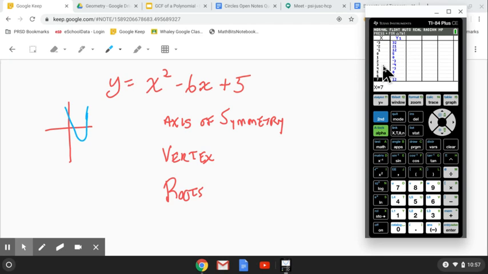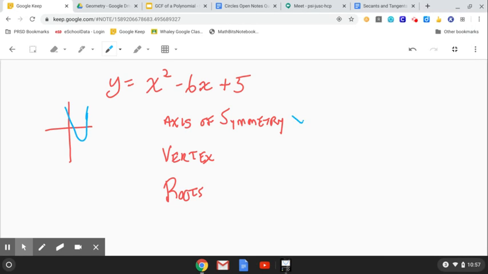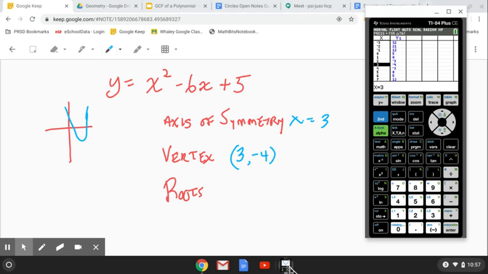Now, if you look, where x is equal to 3 is that point that is all by itself. It doesn't have any of the repeating ones like these other ones do. That tells me that x equals 3 must be the axis of symmetry, and that (3, negative 4) is my turning point or my vertex. So x equals 3 is the axis of symmetry, and according to the table, (3, negative 4) is my turning point.